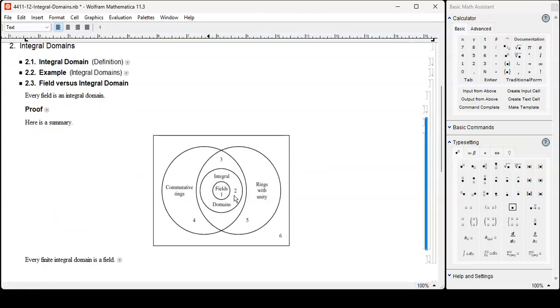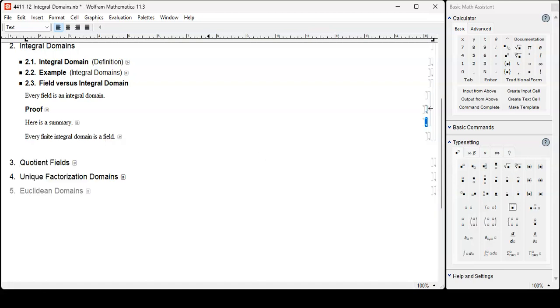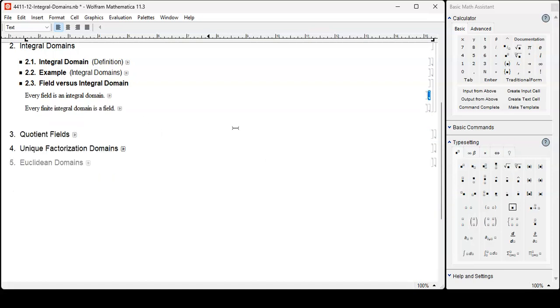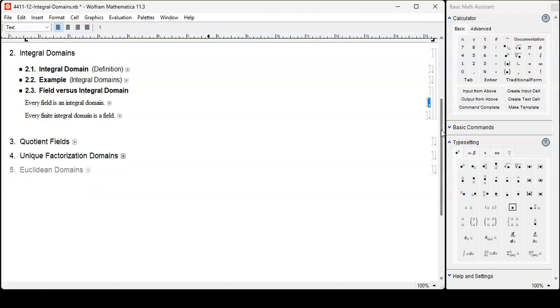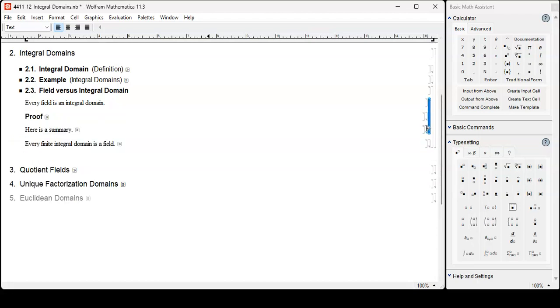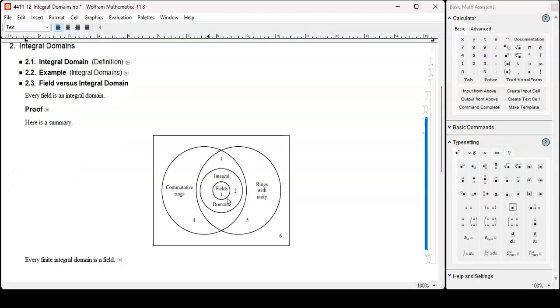Here's a summary, by the way. Integral domain is here. Field is smaller category here. It's a subcategory. Now, here's an interesting statement. Every finite integral domain is a field. Let's go back to the Venn diagram. Field inside, integral domain is a little bit broader, but everything outside here, all those are infinite integral domains. Finite integral domains fall inside because they're all fields.